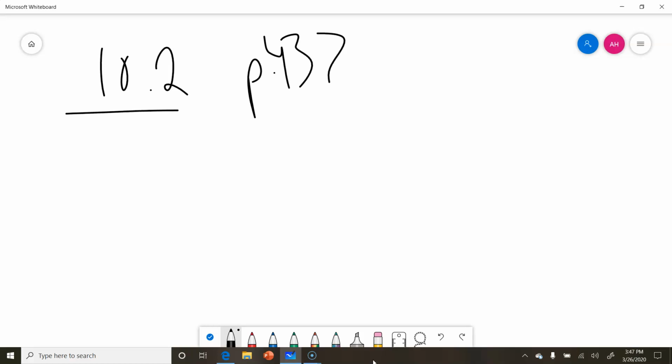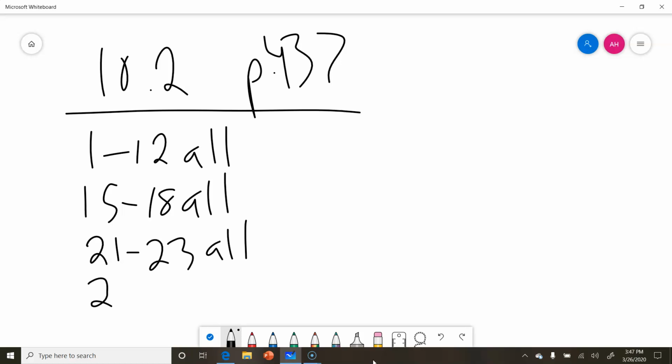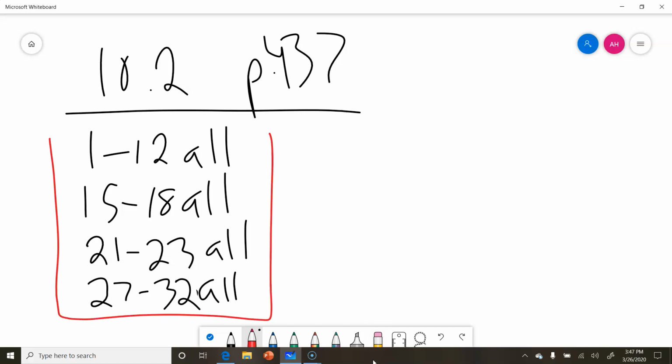Here is the homework for this lesson. So this is 10.2. This is page 437. So we're going to do 1 through 12 all. Then we're going to do 15 through 18 all. Then 21 through 23 all. And lastly, 27 through 33 all. Sorry, through 32 all. I want to save you that one problem. Okay, through 32 all. So there's our homework.